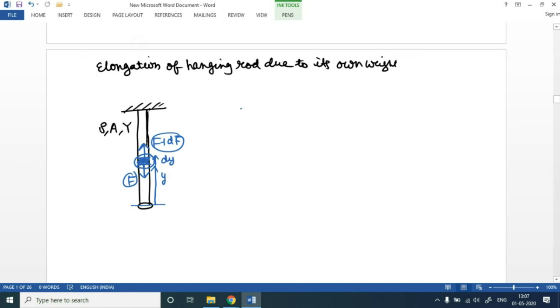So you should realize that this dF is nothing but equal to dm times g over here, and dm is nothing but density times volume of this element, that is rho times A dy, into g. Okay, so this dF we have got.